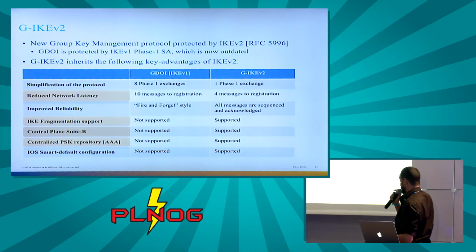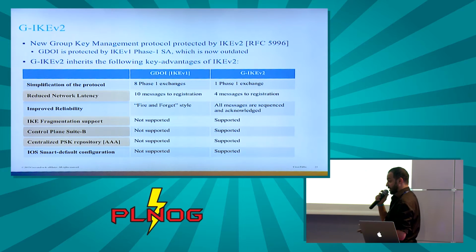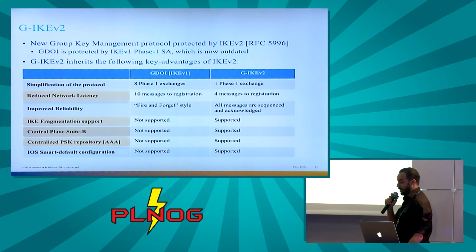Also, we added support for Suite B algorithms, things like elliptic curve and GCM counter mode ciphers. And we also inherited from the iOS GIKE-v2 implementation. So now if you want to put your pre-shared key on a RADIUS server, let's say you have also 1,000 GMs, instead of putting 1,000 passwords on the router, you can put them on a RADIUS server.